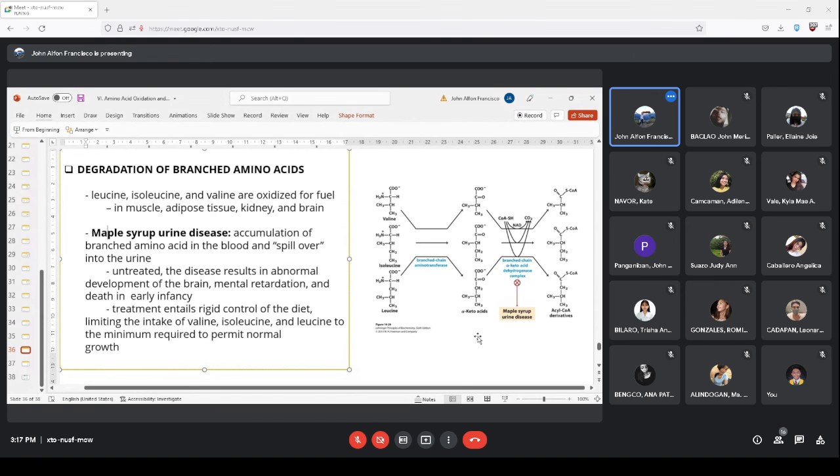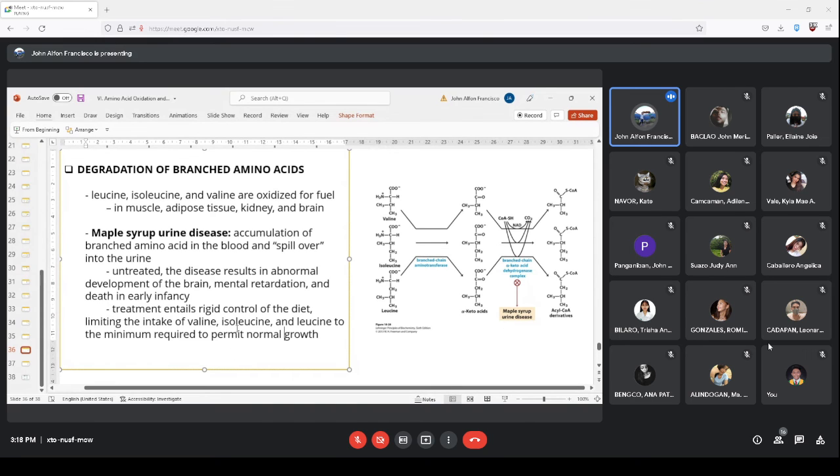It is called maple syrup because the smell of the urine is similar to the odor of maple syrup. Okay? If untreated, the disease results in abnormal development of the brain, mental retardation, and death in early infancy. The treatment is rigid control of the diet. You have to limit the intake of branched-chain amino acids to the minimum requirement to permit normal growth.